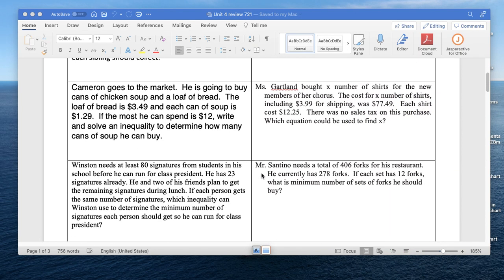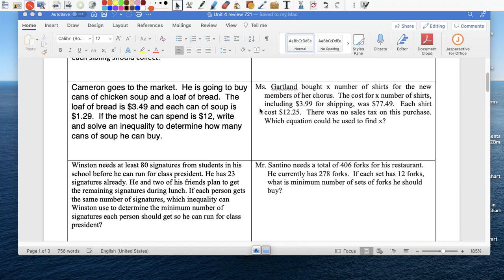Okay. Cameron goes to the market. He's going to buy cans of soup and a loaf of bread. The loaf of bread is $3.49, and each can of soup is $1.29. The most he can spend is $12. Write and solve an inequality to determine how many cans of soup he can buy. Well, I'm going to start with this. The most he can spend is $12. So whatever he's buying has to be less than 12 or even equal to 12, because he doesn't have any more money.